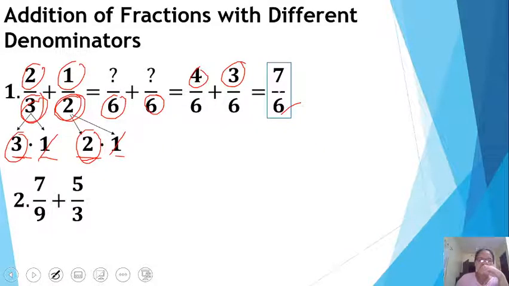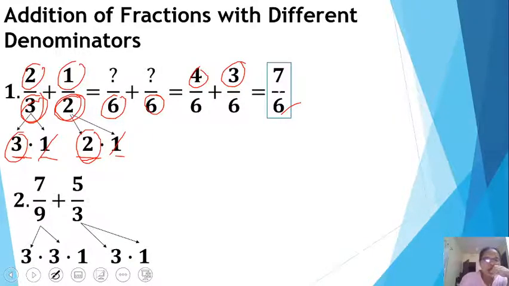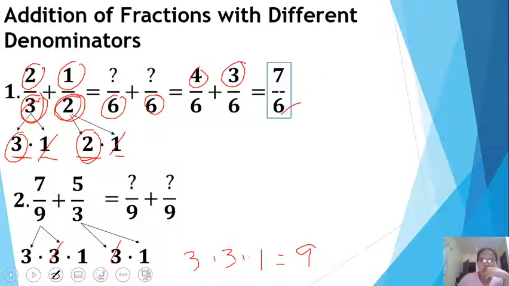Next, 7 over 9 plus 5/3. So I get the prime factors of 9. That's 3, 3 and 1. Prime factors of 3, 3 and 1. Since they have a common factor of 3 in here, that is counted as 1. So we're left with 3, and then 1 pair of 3 times 1. That means the new denominator will be 9.